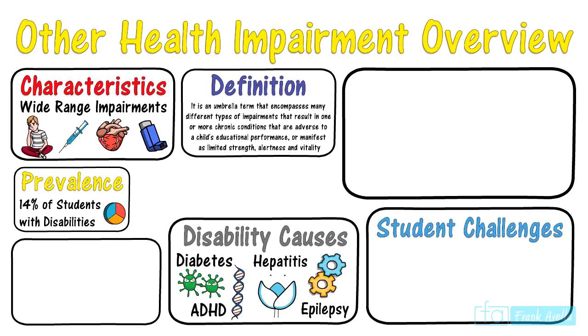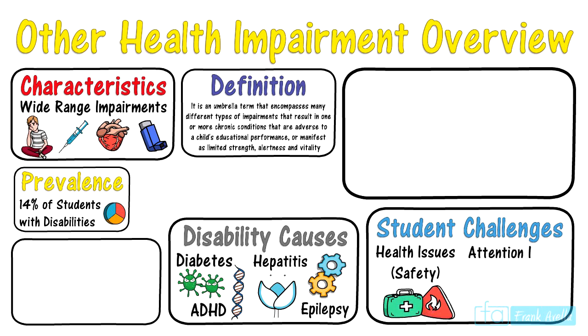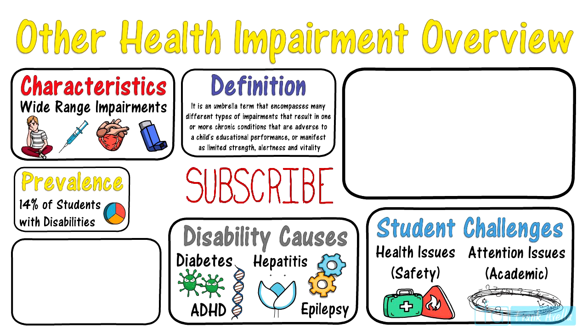Continuing, we'll take a look at some of the challenges that these students might face. For example, many of these children are at serious health risk, and their safety issues supersede many of their academic challenges. The other major challenge is that many times these children have to deal with attention deficit issues that can really hinder their ability to succeed in an academic setting.